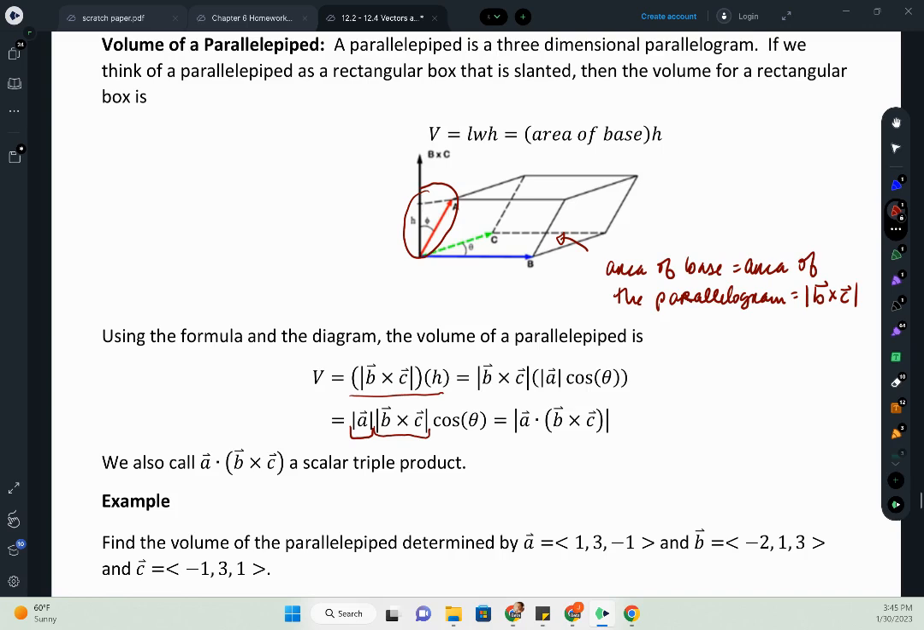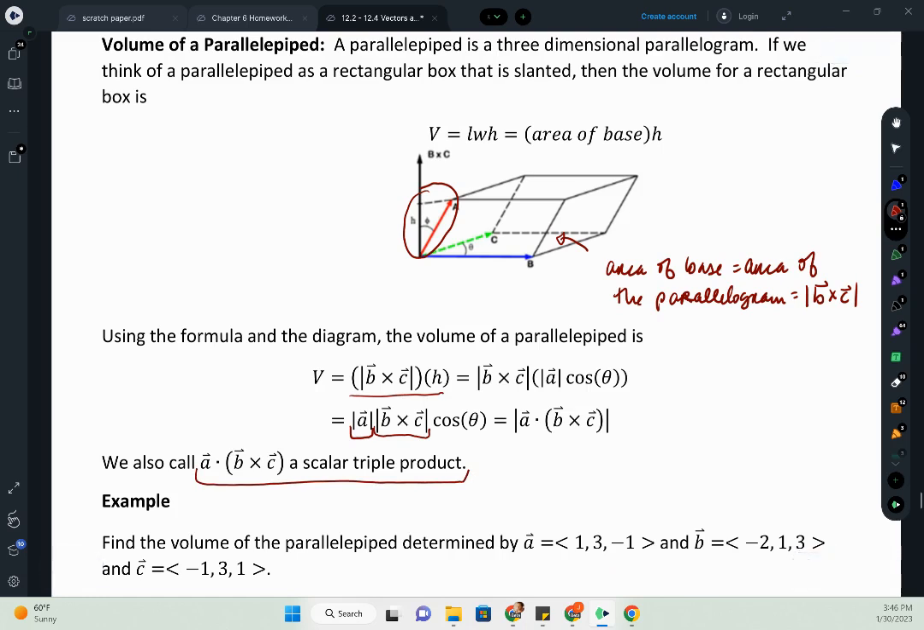Now, we're dealing with volumes, and that's why we have these magnitude bars on there. Those are actually absolute value bars for once, because cosine of the angle could give us a negative value, and so we have to be careful of that. So if you get a negative value, just know that you have to make it positive, because it's volume, a physical dimension. This product right here, A dotted with B cross C, is called the scalar triple product.